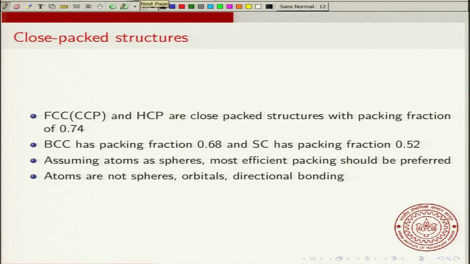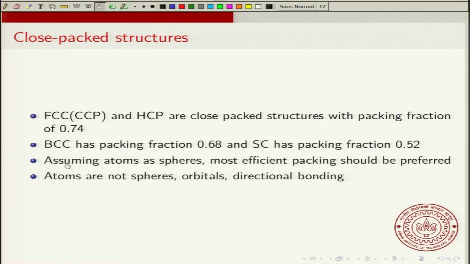So what are close packed structures? As we already learned, the FCC or the cubic close packed and the HCP, that is the hexagonal close packed, are close packed structures, and they have a packing fraction of 0.74, and that is the highest possible packing fraction if you have spheres. So if your atoms are perfect spheres, then this is the highest packing fraction that you can get. The body centered cubic has a packing fraction of 0.68, and the simple cubic has a packing fraction of 0.52. This is the monatomic BCC crystal, and similarly this is the monatomic simple cubic crystal.